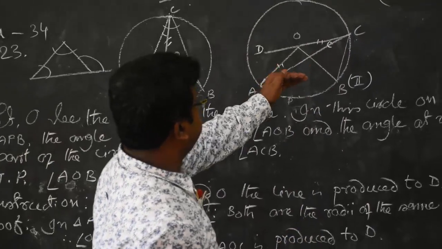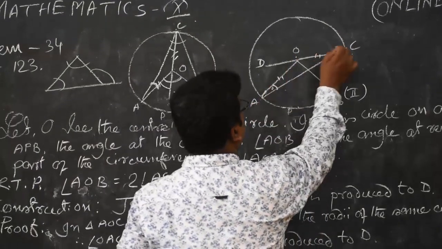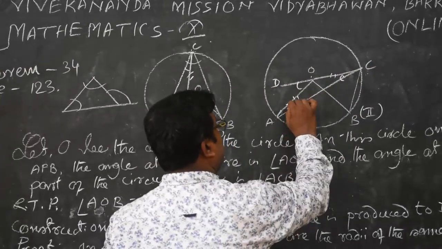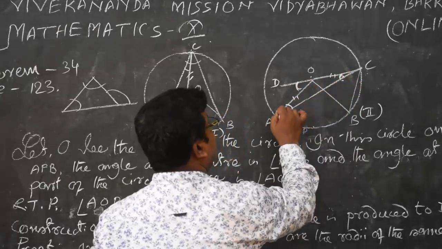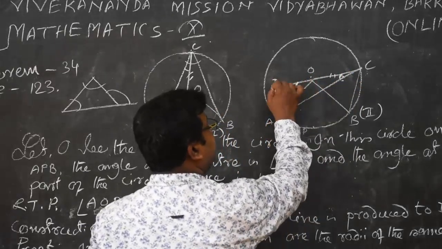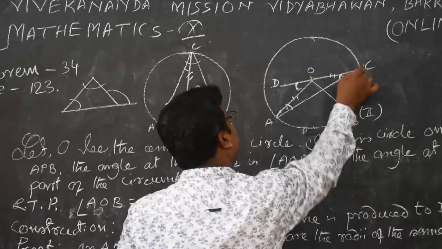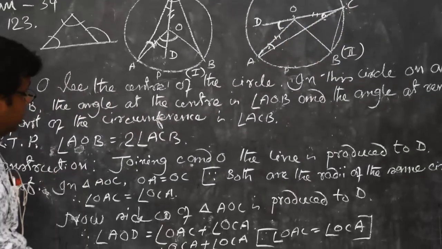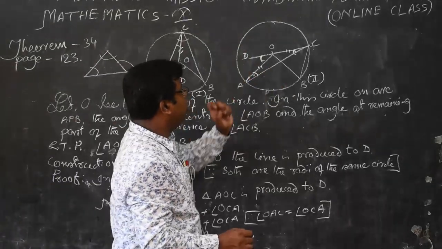Now look here, side CO. I am talking about figure number 2. Side CO of triangle AOC is produced to D, so it is the exterior angle. It is equal to the sum of the interior opposite angles, that is this angle plus this angle equals this angle. So angle AOD equals angle OAC plus angle OCA, equals OCA plus OCA, that is 2 angle OCA. So this statement matches figure number 1 as well as figure number 2.